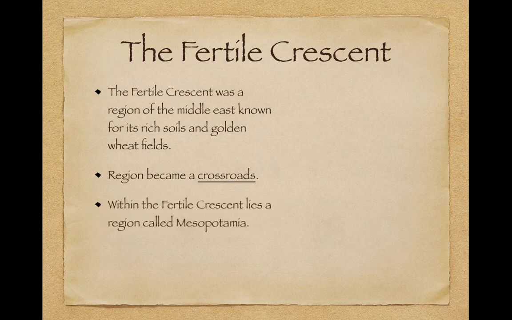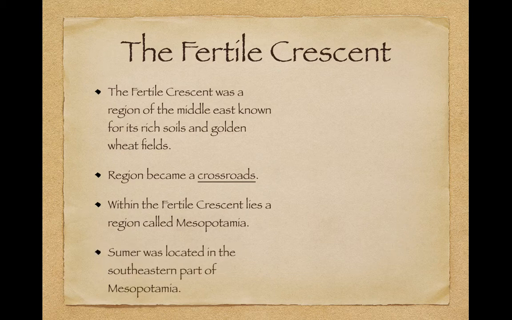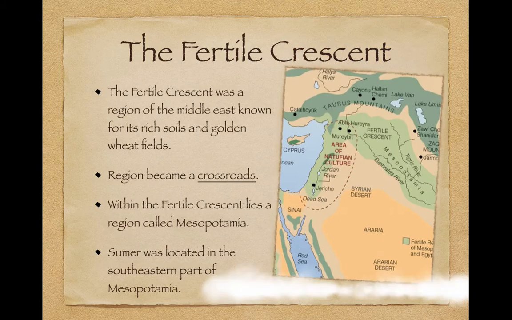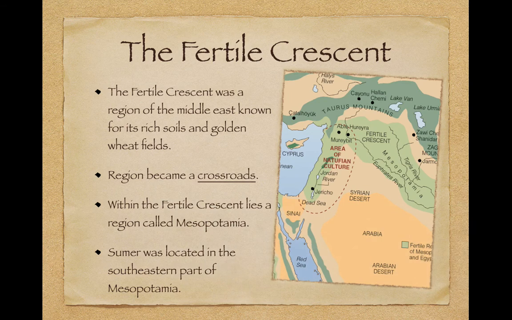And then within the Fertile Crescent lies a region called Mesopotamia. And Sumer was located in the southeastern part of Mesopotamia. So I'll show you a map here just to show you where all this is and what these things are. Now, Mesopotamia, we're going to talk about, it means the land between 2 rivers. There were 2 major rivers in the Fertile Crescent, one called the Tigris River and one called the Euphrates River. Mesopotamia is all the area that's in between those 2 rivers. That was the richest area of soil, and that's where people were able to settle down and farm and build these big cities and eventually civilizations.